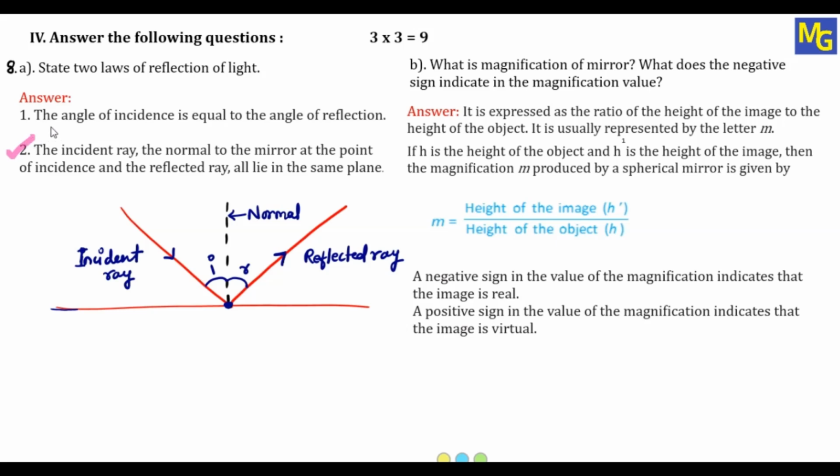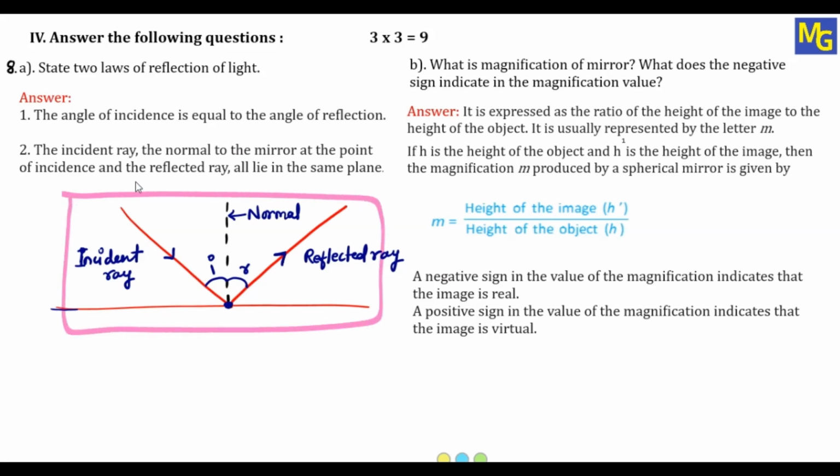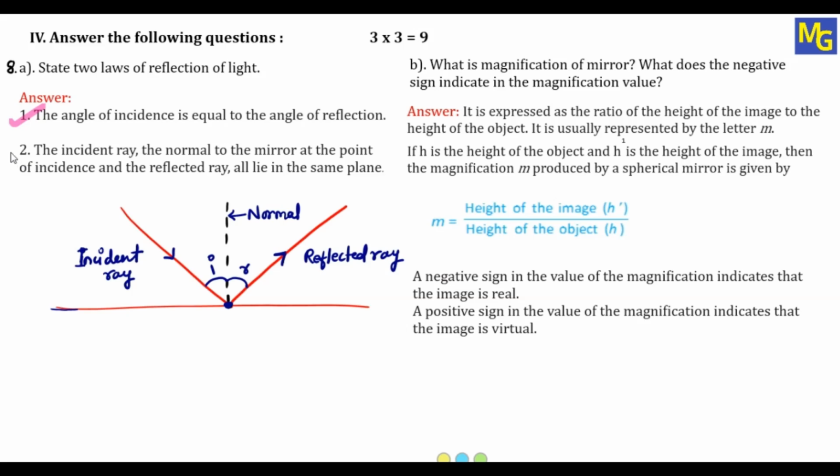So once again I will read. The first law is the angle of incidence is equal to the angle of reflection. Second one: the incident ray, the normal to the mirror at the point of incidence and the reflected ray all lie in the same plane. So this is the answer for question number 8A. Remember students, no need to draw this diagram. I have drawn this just to explain to you. For this question you have to just write these two statements.